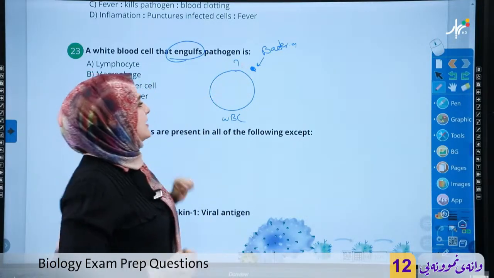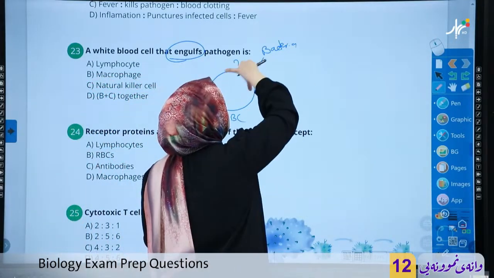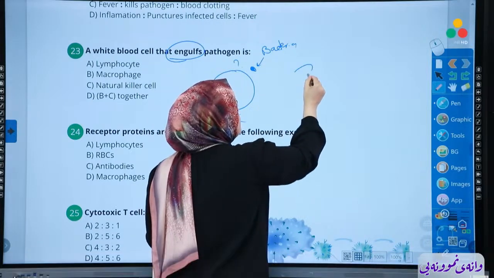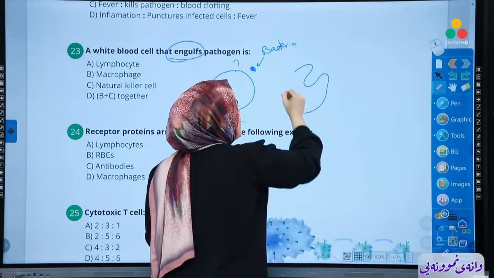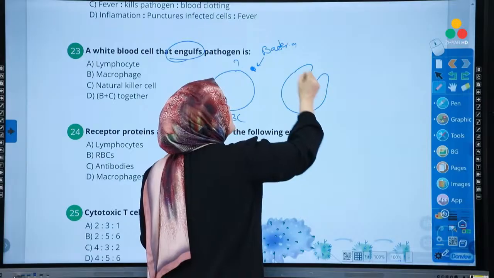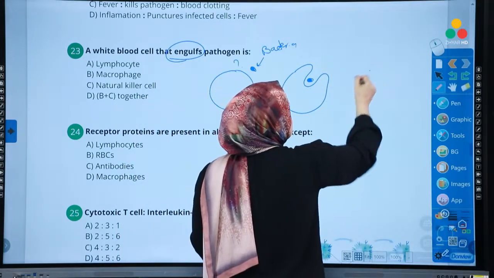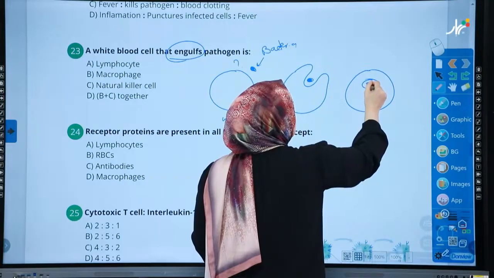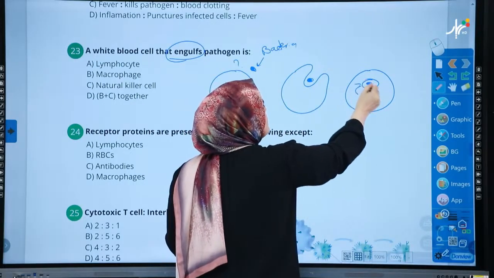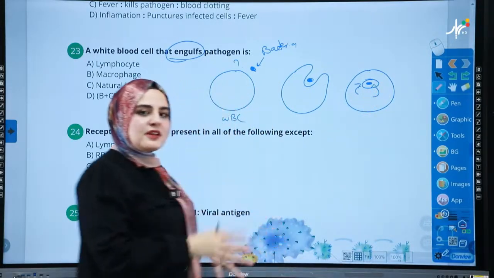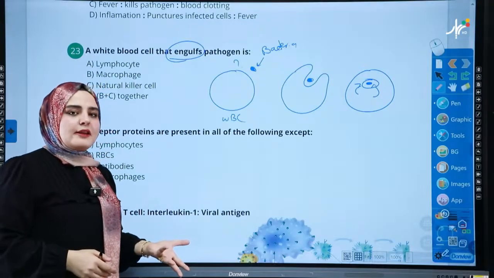Oh, there is a bacteria here. So these sides of cytoplasm will create something like an arm and encircle the bacteria. And then they join together and seal it, trapping the bacteria, then sending enzymes to the inside in order to kill it. This is called engulfment.